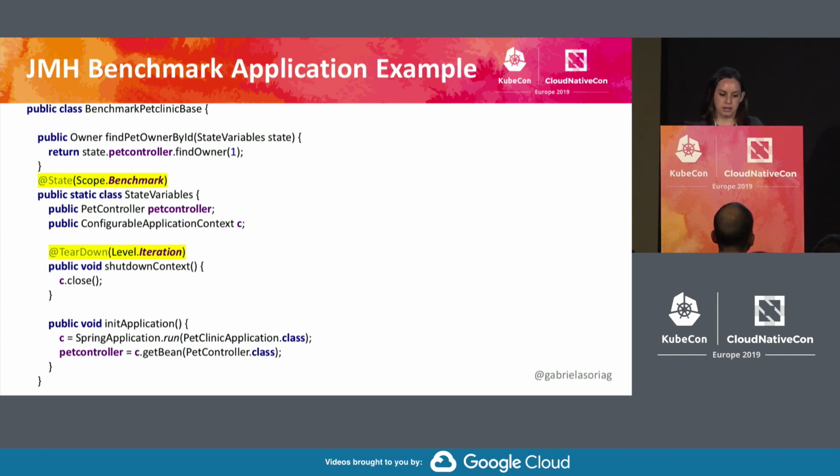This is another important part of the benchmark test. Sometimes you want to initialize some variables that your benchmark code needs, but you don't want to be part of the code that your benchmark measures. For example, in this case, we initialize the Spring context, and we assign a variable with the controller that we need to use after in the execution of the test. Also, after the test finishes, we close the Spring context.